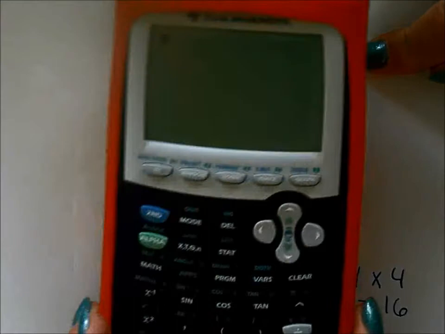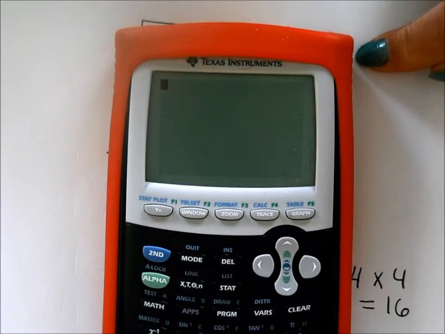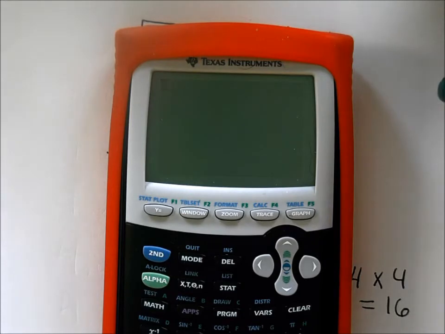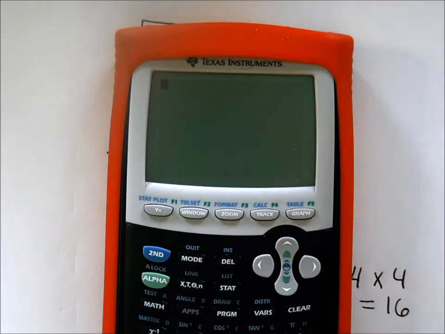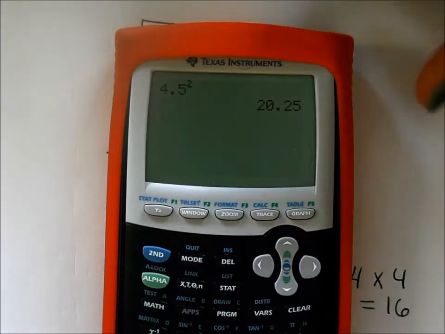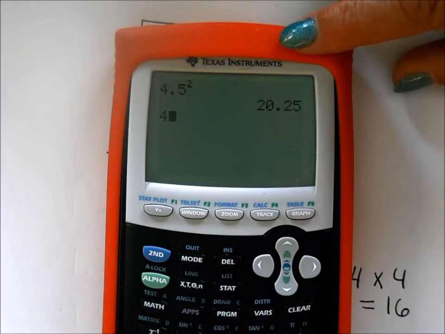So I'm going to use my calculator to figure out a closer estimate. I'm going to start by using a number that's halfway in between 4 and 5. I'm going to do 4.5 squared, and that gives me 20.25. That's a little bit too big, so I'm going to use another smaller number.